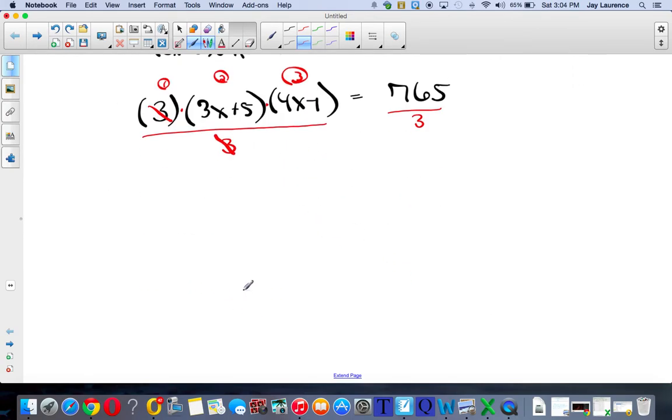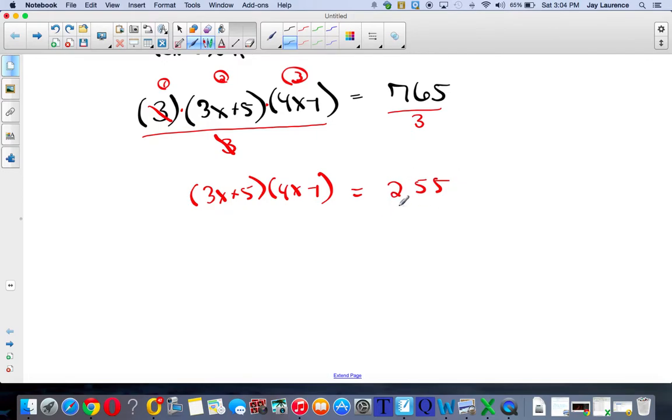And I'll be left with a quantity of 3x plus 5 times the quantity of 4x minus 1. That's a double distribution problem, okay? 3 is going to go into 7 twice, into 16, 5. I think 255. I'm just going to check that because if I've made a mistake, that'll make this problem very difficult. 765 divided by 3. Yep, 255.